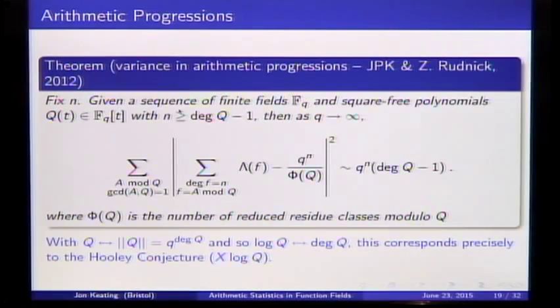Likewise, in arithmetic progressions, if you sum the von Mangoldt function over arithmetic progressions, subtract off the expected value, take the mean square, and sum over the arithmetic progressions in which you can get primes, well, more than one prime, you can prove the following theorem: that this variance is asymptotic, as q tends to infinity, to q to the n times degree of q minus 1. And this is the exact analog of the Hooley conjecture, because q to the n plays the role of x, and degree of q plays the role in the number field of log q.